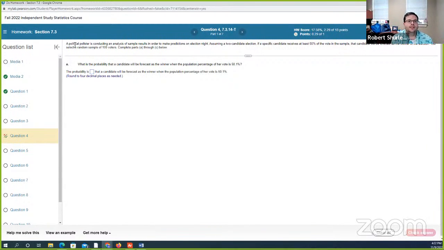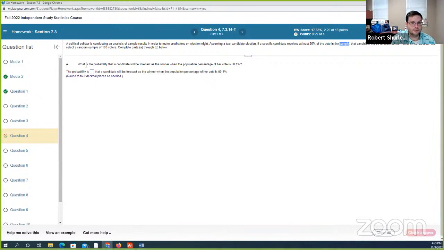So first off, the question says, a political pollster is conducting an analysis of sample results in order to make predictions on election night. Assuming a two-candidate election, if a specific candidate receives 55% of the vote in the sample, so that's going to be our p-value. So I'm writing this down. Our p-hat really is what it's supposed to be called. P-hat is 0.55. That's our sample. Then it says the candidate will be forecast to be the winner. You select a random sample of 100 voters, so n equals 100 right there. And then complete parts A through C.